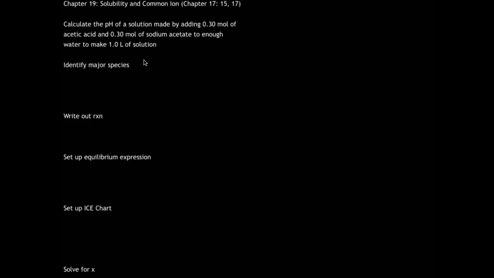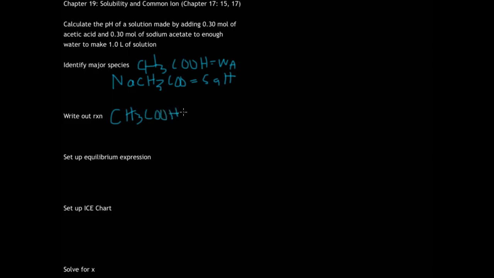So, major species. We've got acetic acid, CH3COOH, that's a weak acid. And then we have NaCH3COO, that is a salt. So what does the weak acid do? We need to write the weak acid in equilibrium with its ions. Now the salt, unless this is a Ksp problem, which it is not, we are going to assume 100% ionizes.